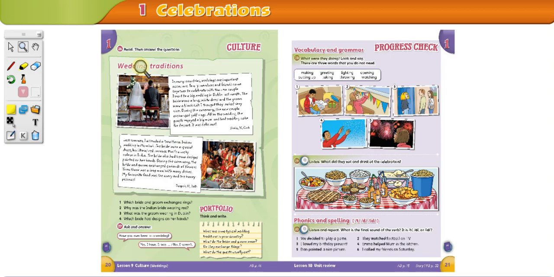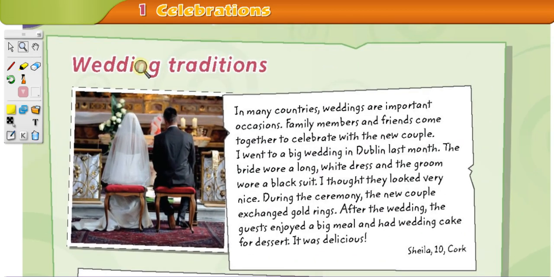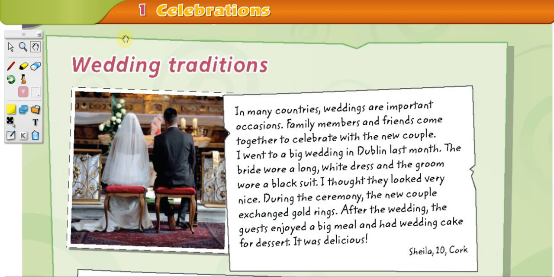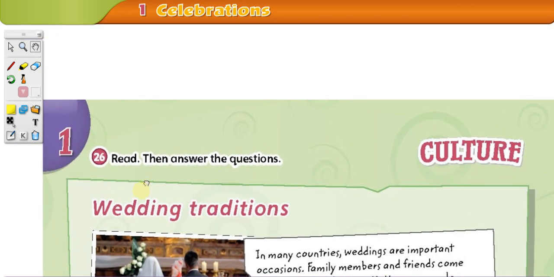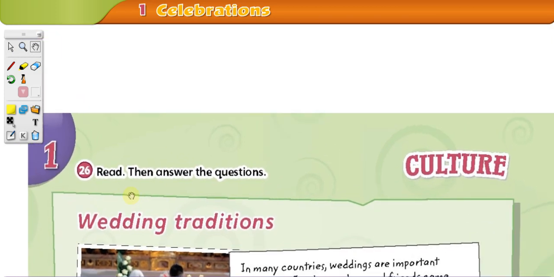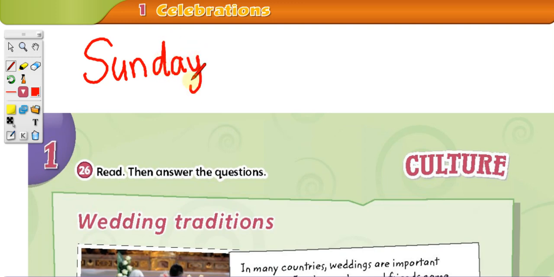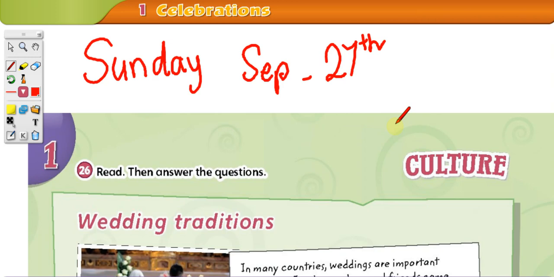So we are on page number 20, this one. Please, let's write at the top of the page the day and the date. Today is Sunday, and it's September 27th.